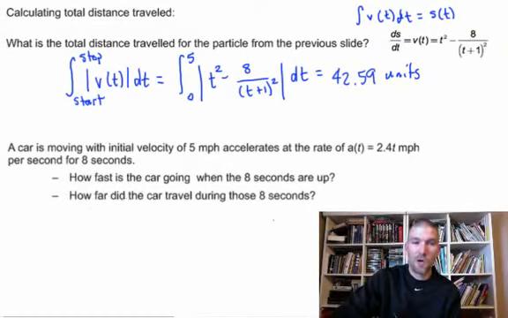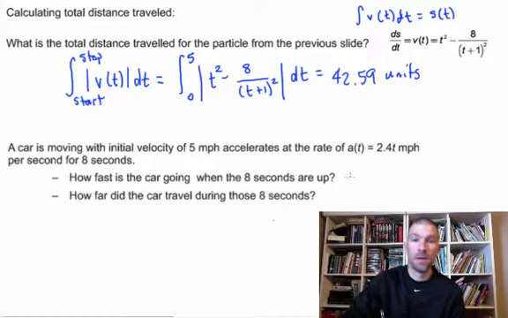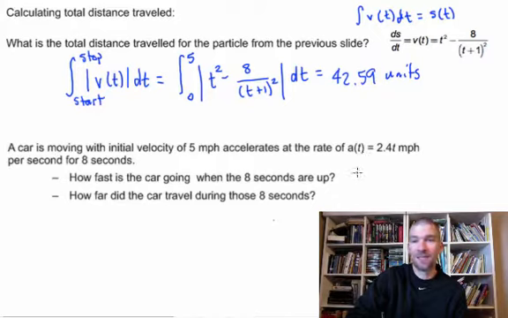We've got this car with an initial velocity of 5 miles per hour, and he accelerates at the rate of 2.4t miles per hour per second for 8 seconds. How fast is the car going when 8 seconds are up? Rewind back to the previous examples. If we integrate velocity, we get position. If we integrate acceleration, we get velocity.